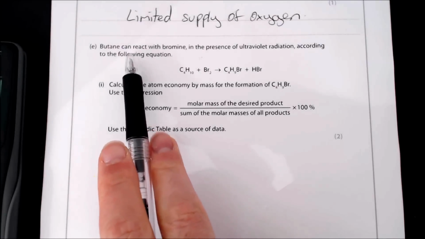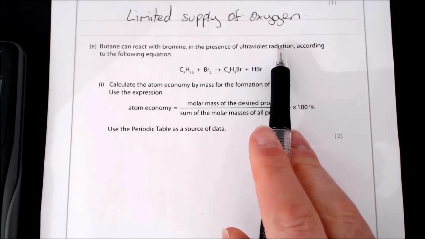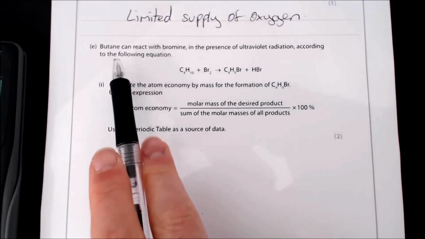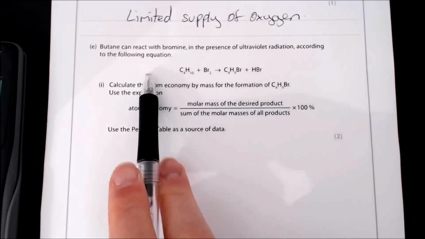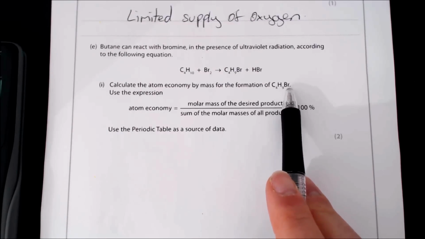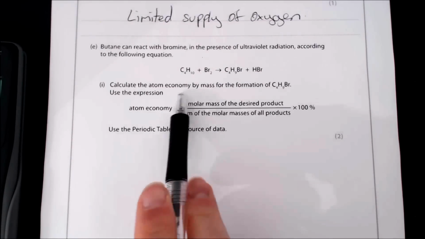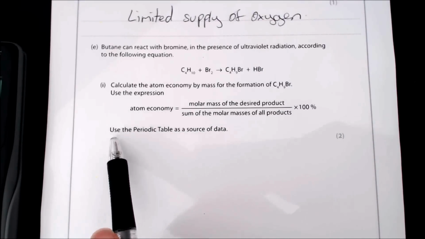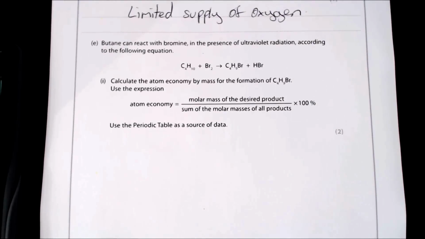So it says butane can react with bromine in the presence of ultraviolet radiation according to the following equation. And there's the equation there. Calculate the atom economy by mass for the formation of C4H9Br. And we use this expression. This is our atom economy expression. And we have to use the periodic table as a source of data.